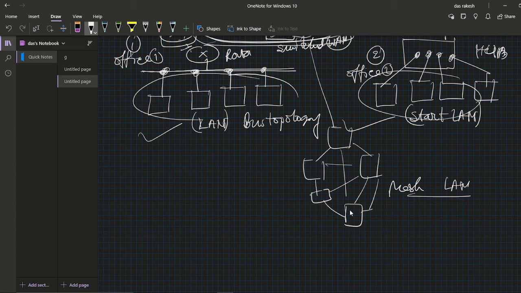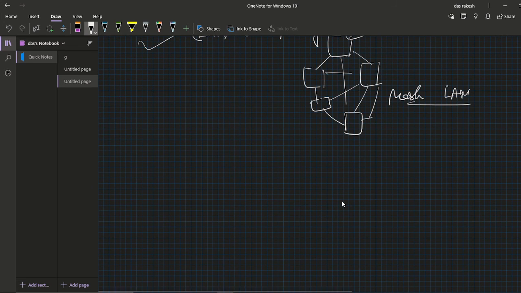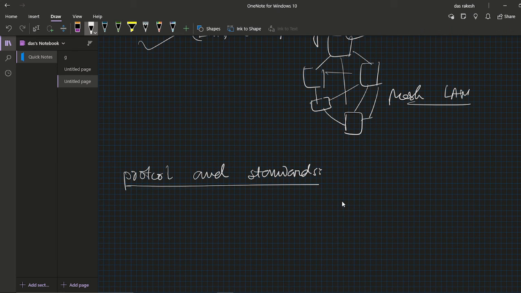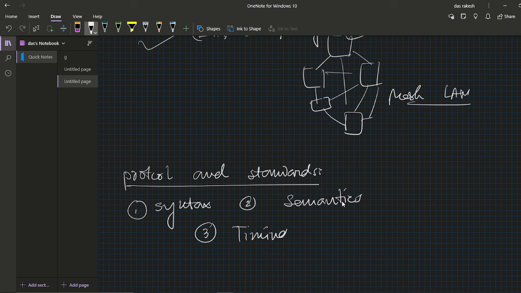Now we discuss protocols and standards. Protocols and standards are very important to understand the data traffic or the message from transmitter to receiver. In protocols, there must be some key elements: number 1 is syntax, number 2 is semantics, and number 3 is timing. These three parameters are very important.